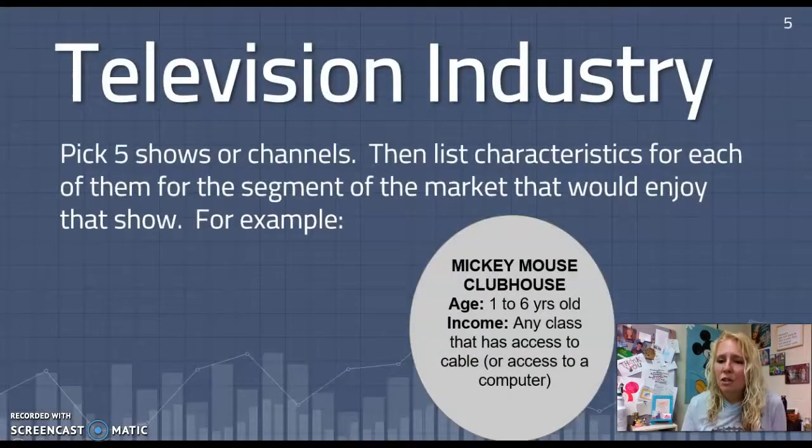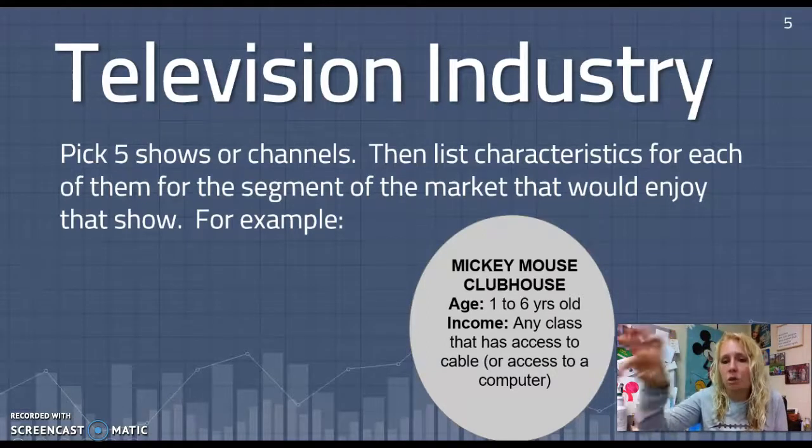Okay. Your first activity for the day, thinking about the television industry. You can do movies as well. I want you to pick 5 shows or channels. List them on a Word doc. And then I want you to create a list of characteristics for each of them for the segment of the market that would enjoy the show or the network. Okay? So again, think of that target market that they are leaning towards.